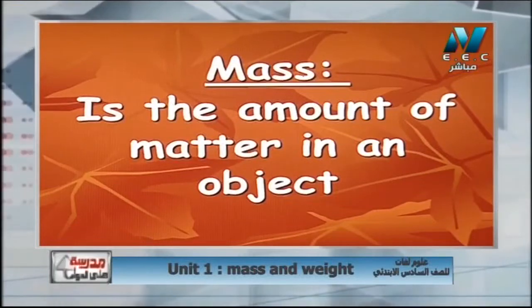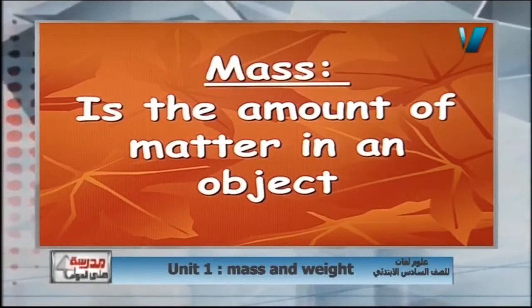إيه هو definition of mass أو تعريف mass؟ Mass is the amount of matter in the object. Again, mass is the amount of matter in an object.